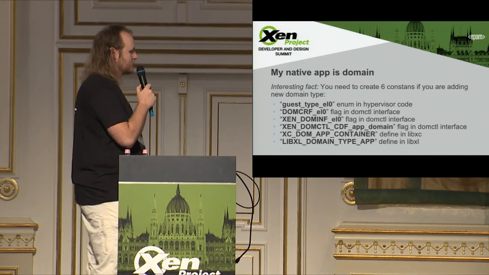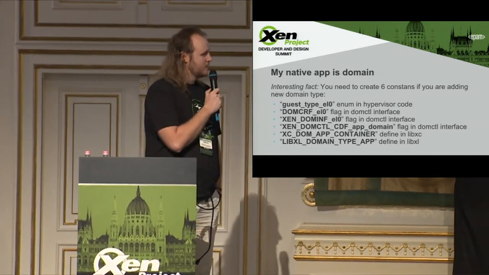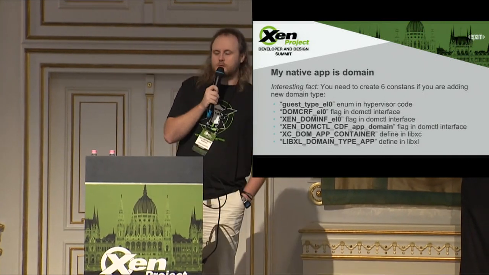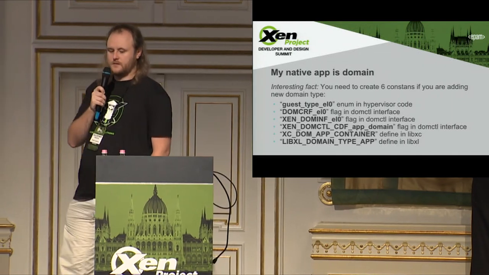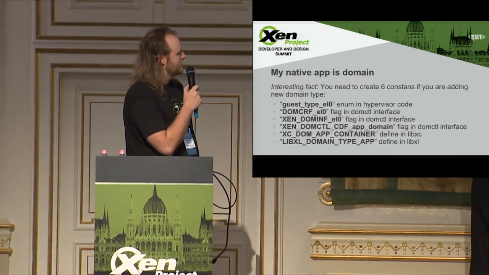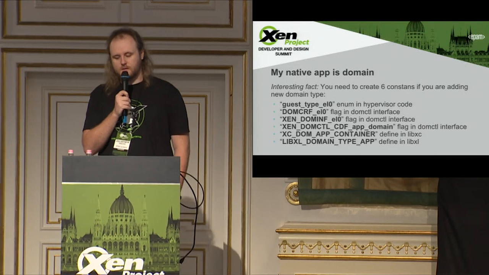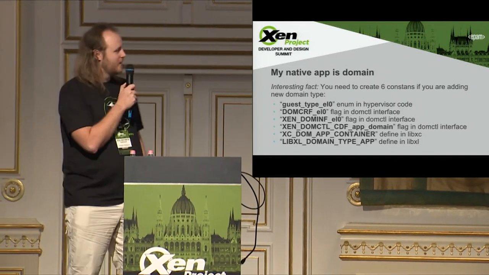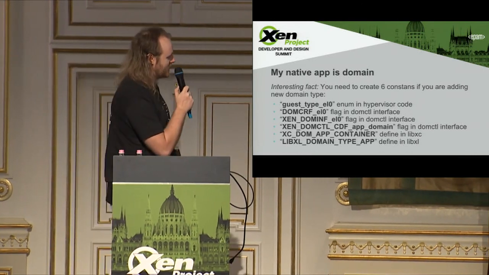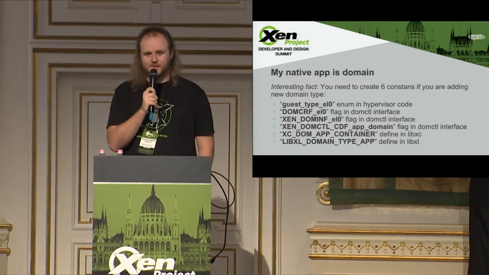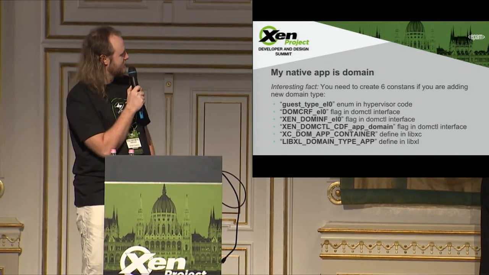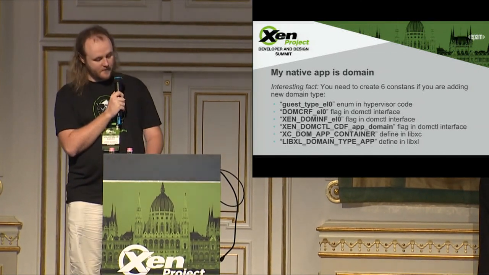Okay, I wanted to reuse as much code as possible, so I added a new domain type, because with the new domain type I will have an address space, I will have a vCPU to hold the state of my application, and so on. But interestingly, you need to create 6 constants in different places of the hypervisor and tools to create a new domain type. And 3 of them are in the DOMCTL interface.